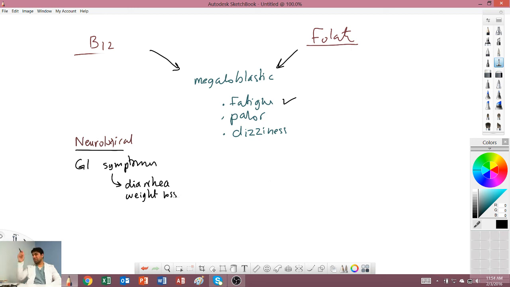So I'll come back to it in GI. How do you absorb B12? That's a different case now. For now, just know that B12 deficiency will give you 3 symptoms: hematologic, neurological, and gastrointestinal. So, anemia, ataxia, diarrhea. Whereas folate does not do that. Folate only gives you anemia. Are we good? But we're not done yet.